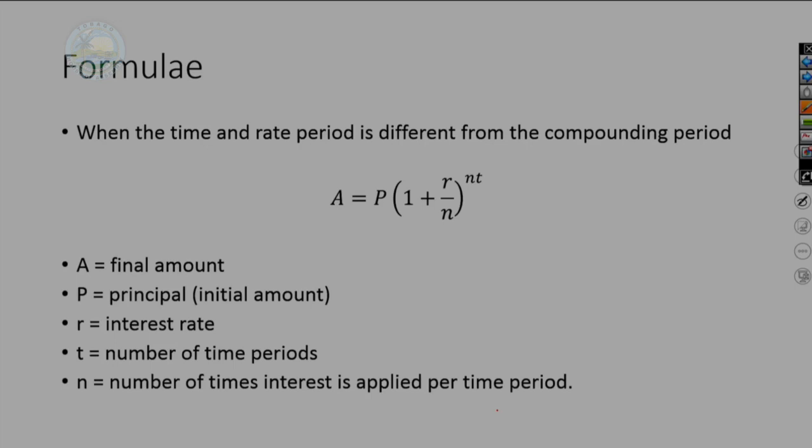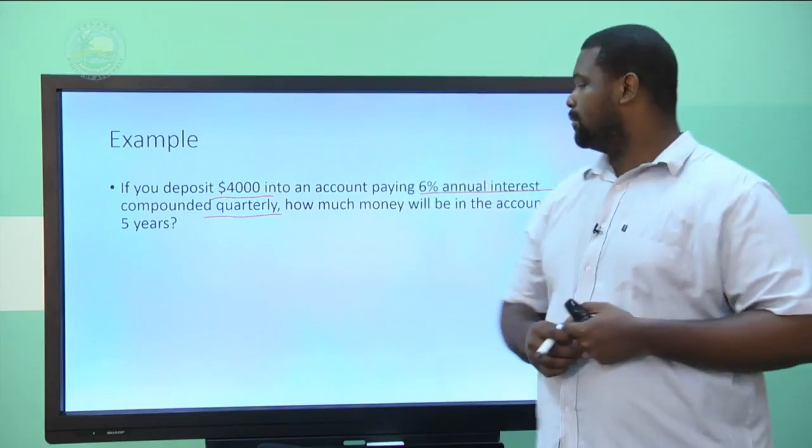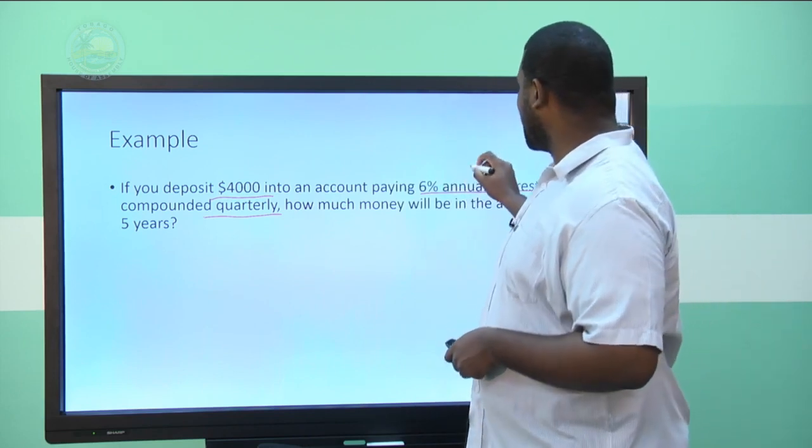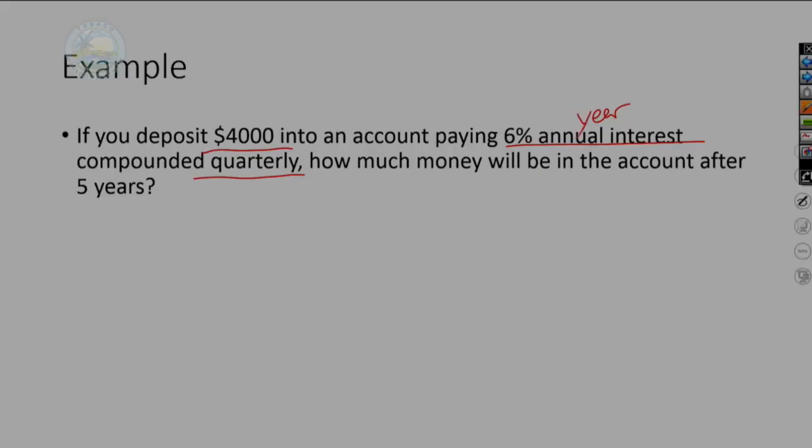So what's the big difference here? The big difference is that we now have an n. And it's basically the number of times interest is applied per the time period. So if we have a question, we were depositing $4,000 in the account, and it's 6% annual interest compounded quarterly. What is our time period that we must work in? Well, our rate is yearly, 6% a year, and we're compounding quarterly. How much money will be in the account after 5 years?